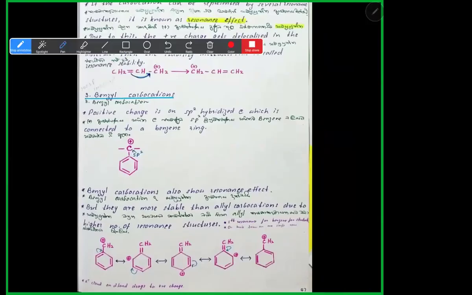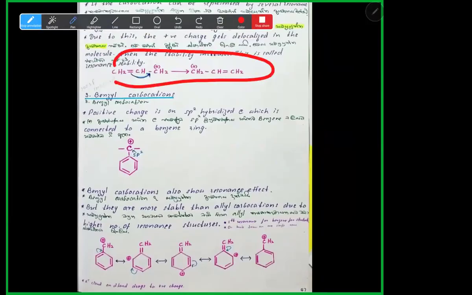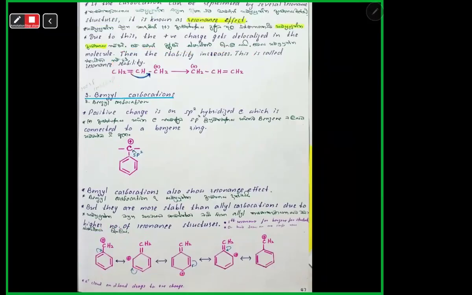See, the allyl carbocation makes 2 resonance structures. Only in the middle you have 3 resonance. If you go with this one, there are 4 resonance. So in that way, benzyl carbocation is very, very stable.